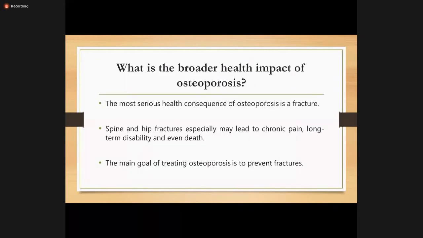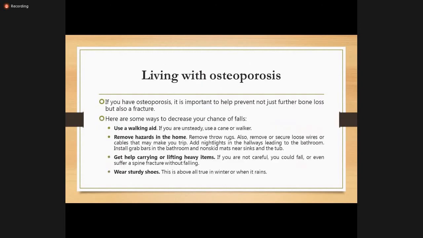The most serious health consequence of osteoporosis is a fracture. Spine and hip fractures especially may lead to chronic pain, long-term disability, and even death. The main goal of treating osteoporosis is to prevent fracture. This should be the target. So if you have osteoporosis, it's important to prevent not just further bone loss, but also fractures, at every cost.